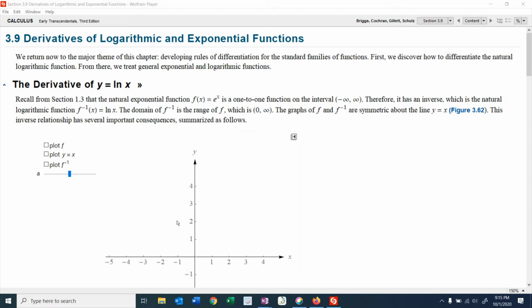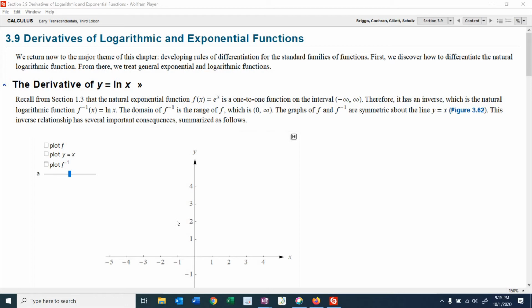Now, in this first video, I'm just going to lay the groundwork for finding those derivatives. It's important that we review some of the properties of logarithmic and exponential functions before we proceed to find their derivatives. Okay, so let's talk about the natural log function first.